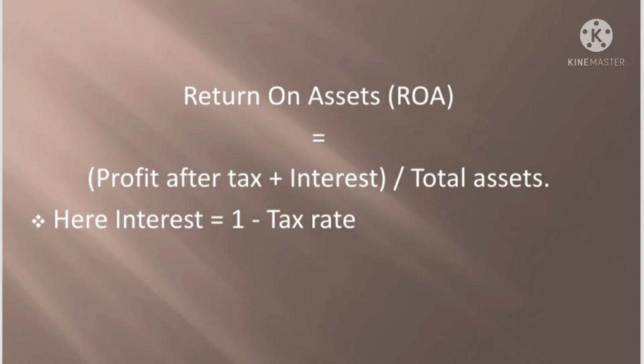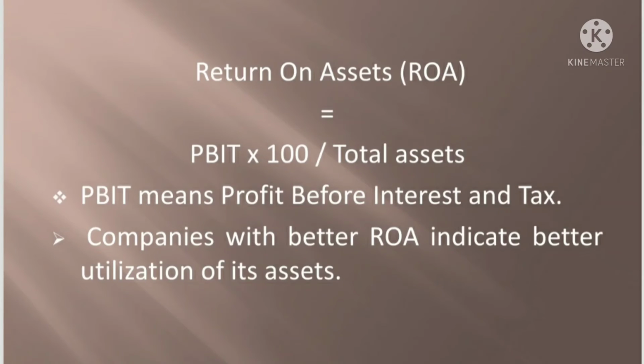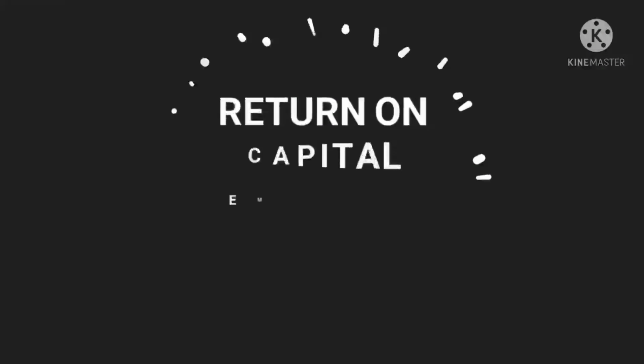Return on assets is equal to profit after tax plus interest divided by total assets. Here interest is considered as 1 minus tax rate. Return on assets is calculated using also another formula, that is profit before interest and tax multiplied by 100 and divided by total assets. Therefore, companies with better return on assets indicate better utilization of their assets in making profits. Therefore, an investor must compare return on assets of a company to another company belonging to the same sector before investing.